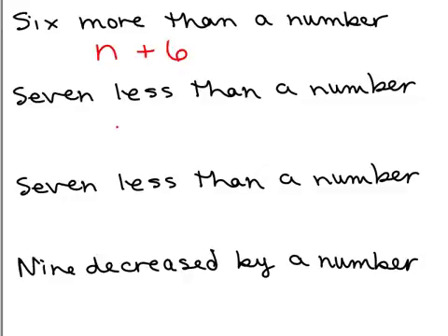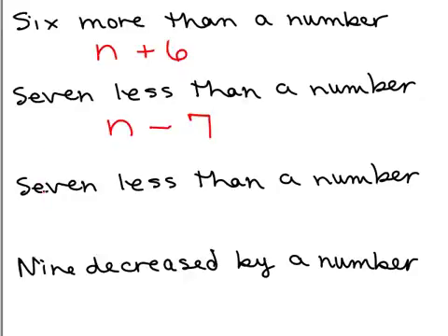So instead of starting with our age, we're going to start with a number, okay, and then we're going to subtract 7 from it. So this is tricky. It's not 7 minus n. What it's saying is 7 less than a number. It means you have to start with a number and then subtract 7 from it.